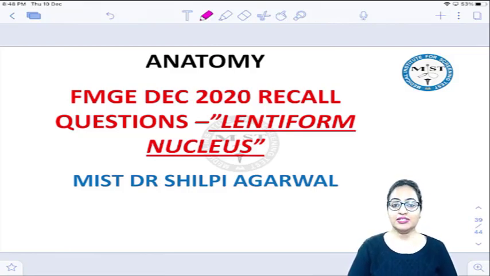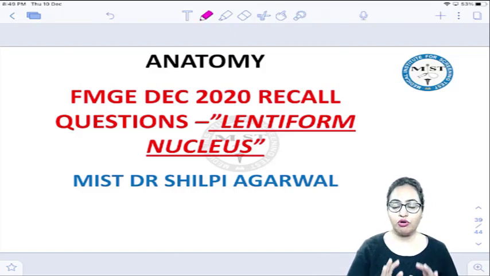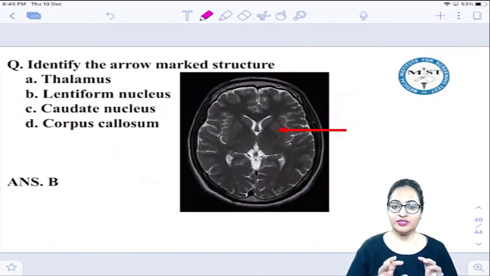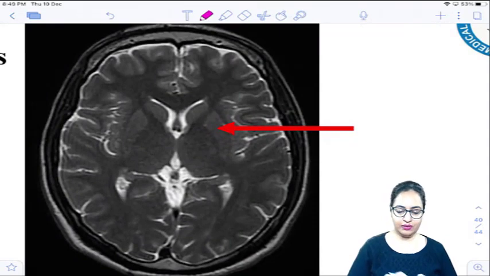We are talking about the anatomy recall questions of this December 2020. In this, a CT picture of the brain was given, a horizontal or transverse section, and the arrow was put on a structure, a nucleus, which was the lentiform nucleus. We have to identify the arrow-marked structure, and let us see this picture.